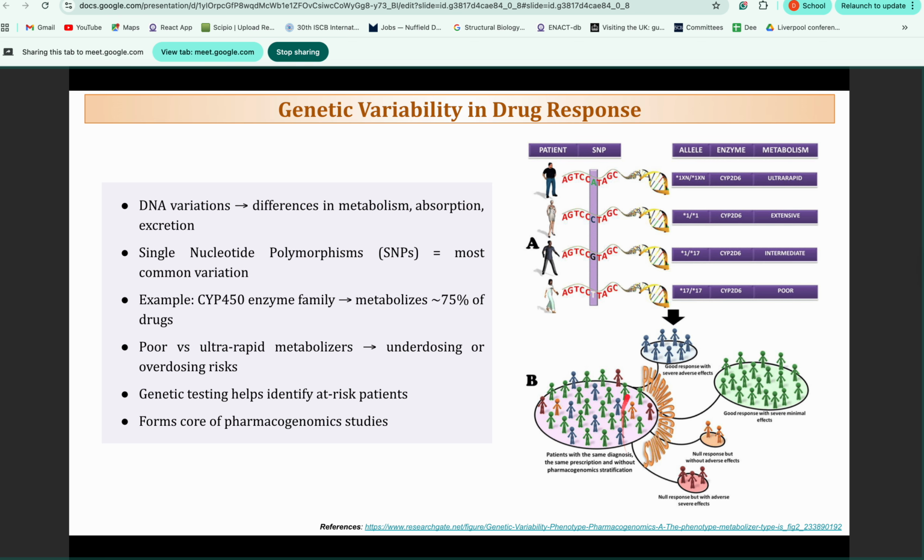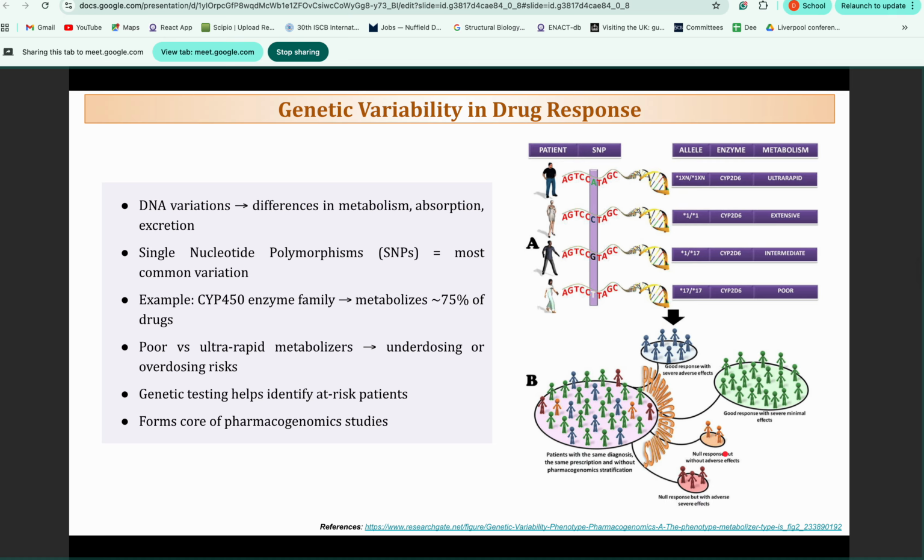So for patients with the same diagnosis and the same prescription, without pharmacogenomic stratification, that is, if we do not do this classification and we give the same dosage to each individual, then we will see that there are different groups of individuals. Some will show a good response with severe adverse effects, whereas there will be one group which will show a good response with minimal effects.